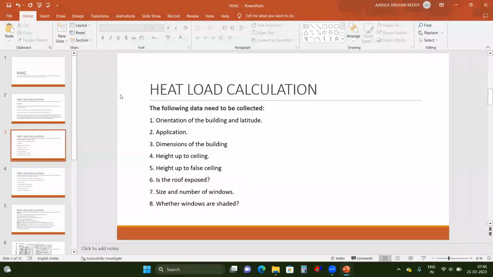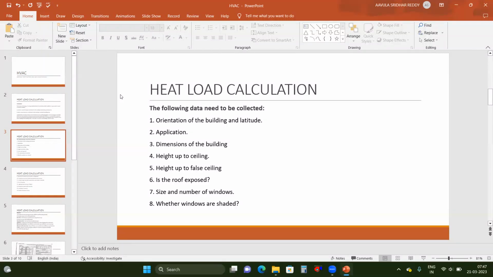Okay, and is the roof exposed? Whatever the building or room you are designing, whether the roof is exposed to sunlight or it is covered with something, like another floor, or whether it is shaded. Shaded is nothing but it is covered with some construction on top, so that it is not directly exposed to sunlight. So these you need to consider.